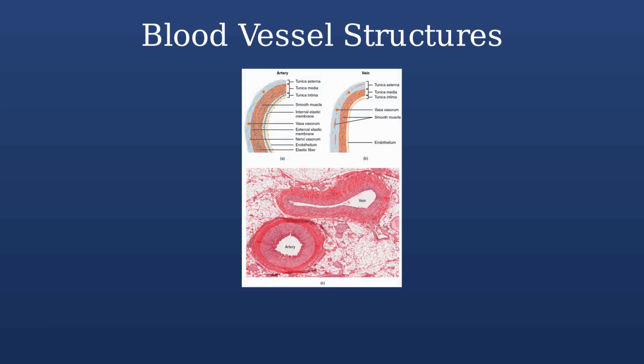Blood vessels have specialized structures that reflect their different functions in the circulatory system. Arteries have thick, muscular walls to withstand the high pressure of blood pumped from the heart. Veins, which return blood to the heart, have thinner walls and contain valves to prevent the backflow of blood. Capillaries, the smallest blood vessels, have walls that are just one cell thick, allowing for efficient exchange of gases, nutrients, and waste products between the blood and surrounding tissues.